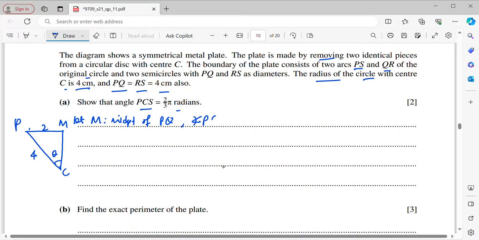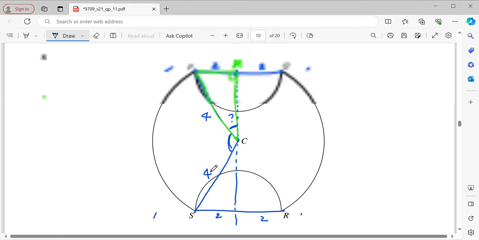So let M be the midpoint of PQ, and let angle PCM be theta. From this right angle triangle, I am given PM, which is the opposite side, which is 2, and PC is the hypotenuse. So you have opposite and hypotenuse, which means it's the sine. So I will write sine theta is 2/4. Therefore, theta is inverse sine half, which is pi/6. So I know that this is pi/6.